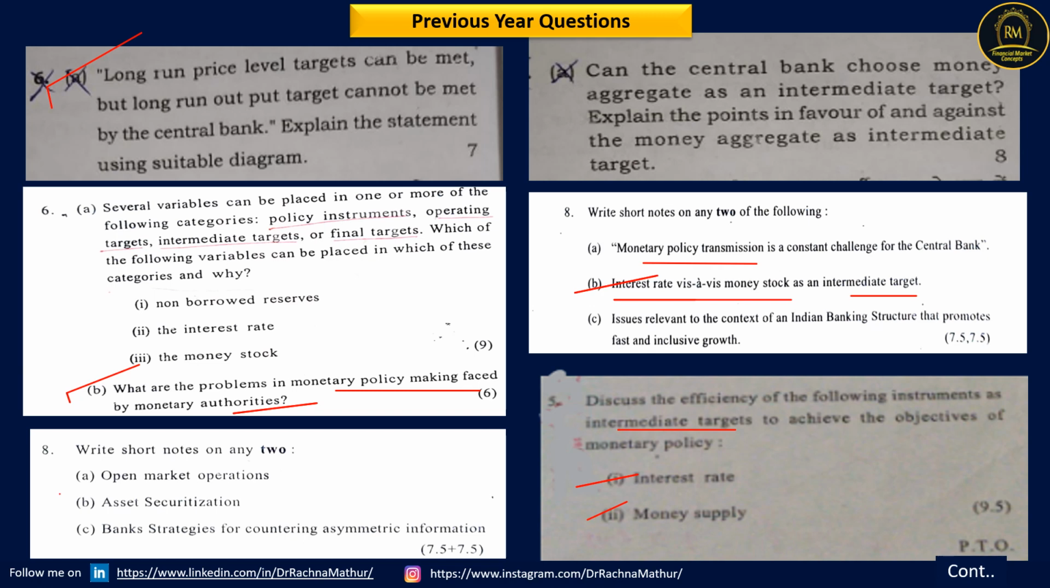Then open market operation of monetary policy, asset securitization. Then the central bank choosing the monetary aggregates. Can the central bank choose the money aggregate as an intermediate target? Points in favor and against the monetary aggregate as an intermediate target.